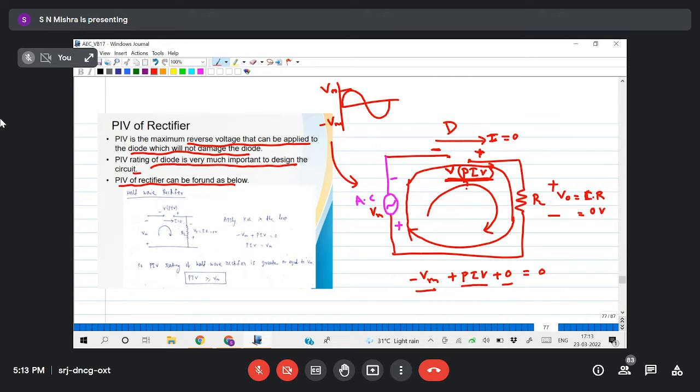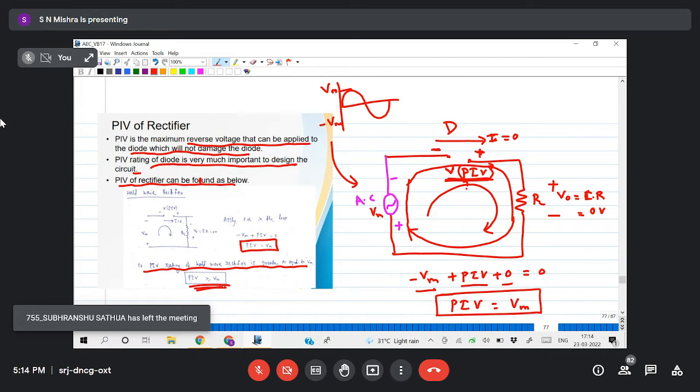Yes, sir. Now I can easily calculate PIV. PIV equals VM. This is found. So the PIV rating of a half-wave rectifier is greater than or equal to VM, either this voltage or more than that voltage. Actually, this is negative, so if you take that negative sign, it will be greater than. So remember, the PIV of a half-wave rectifier is VM.